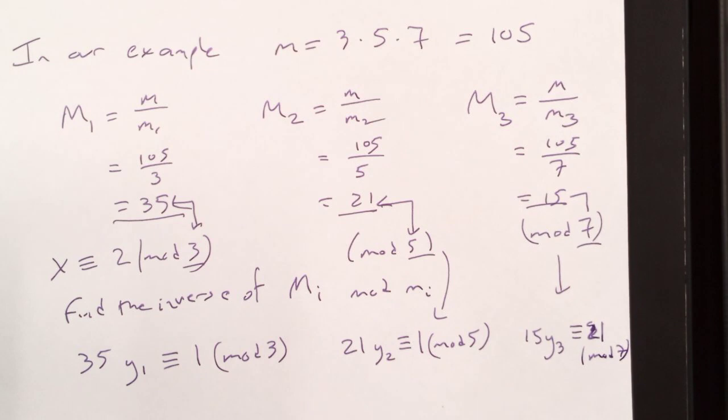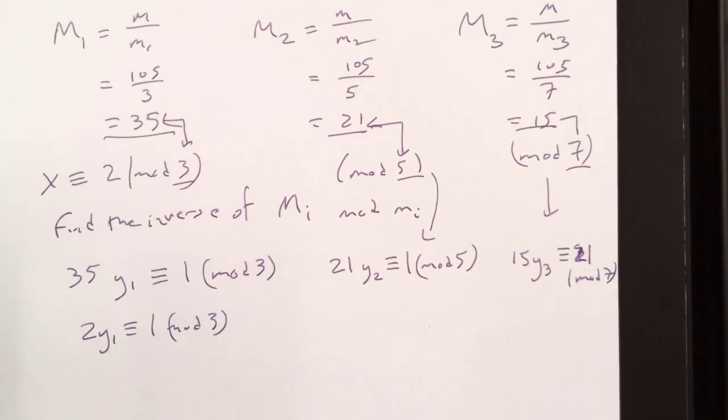Now I have a distinct advantage. If I'm working mod 3, like I'm in this first equation, then I don't need the number 35. I should take the remainder, mod 3. What's 35 mod 3? So really, I want to solve this equation. What do I want to do here? That's the quotient. What's the remainder?